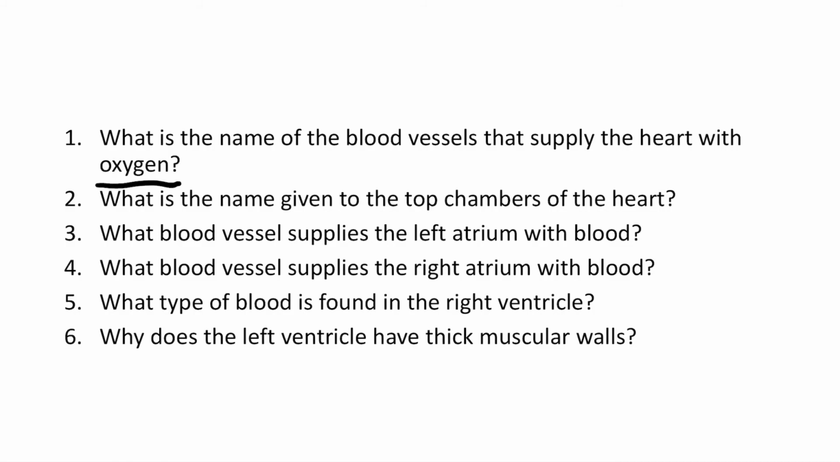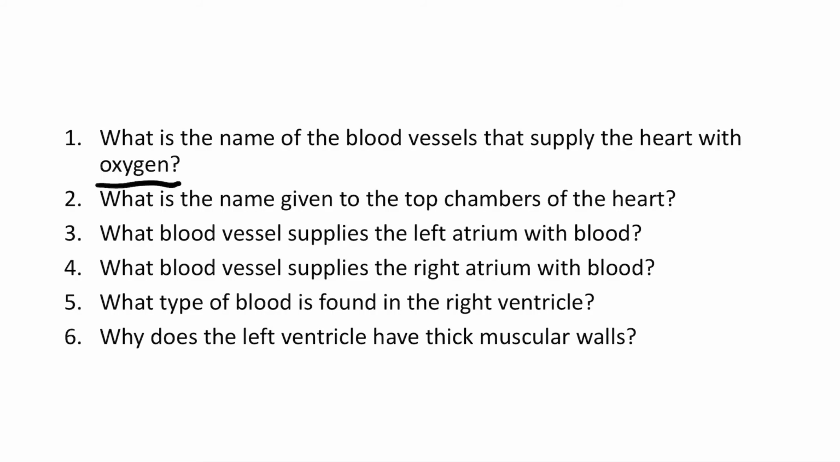Number 2, what is the name given to the top chambers of the heart? Well, we've got the left and right atrium. What blood vessel supplies the left atrium with blood? We know that the left atrium comes from the lungs, so therefore that must be the pulmonary vein. When we're talking about supplying the left atrium, we're talking about it coming into the heart, so it's the pulmonary vein.